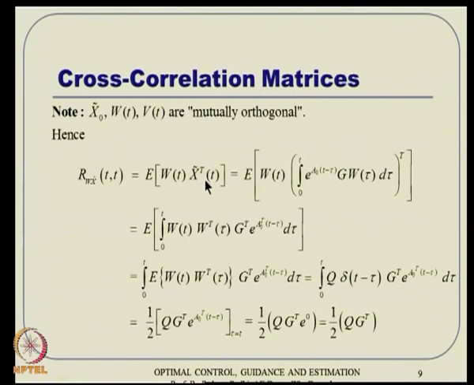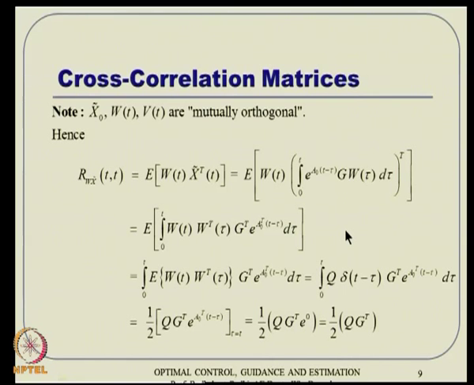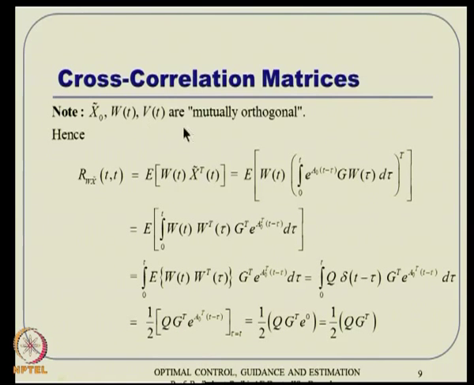So we put in this x tilde expression. Remember, if I take this, then using the linear properties of expected value, and because these are orthogonal to each other, that will cancel out.